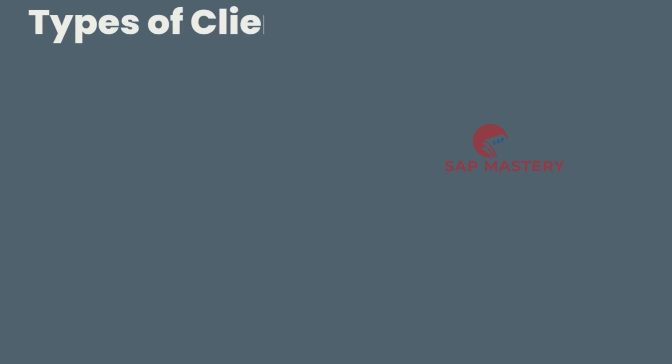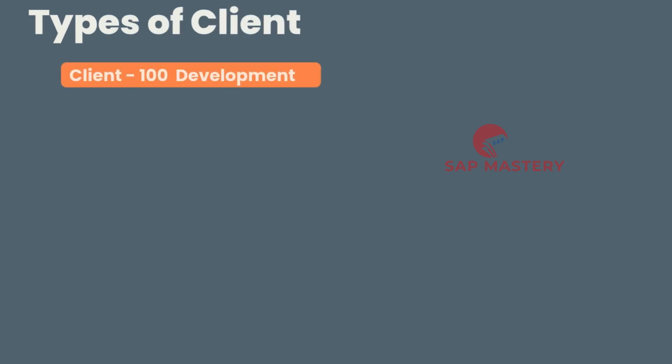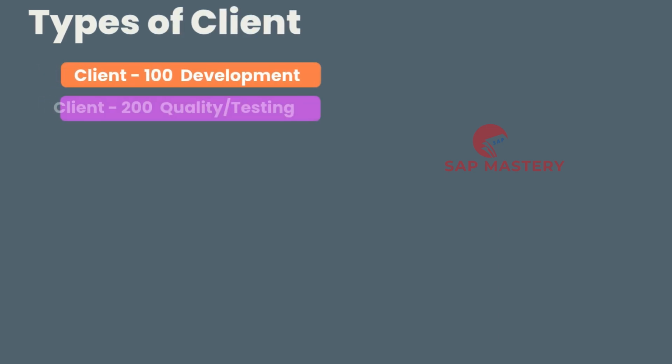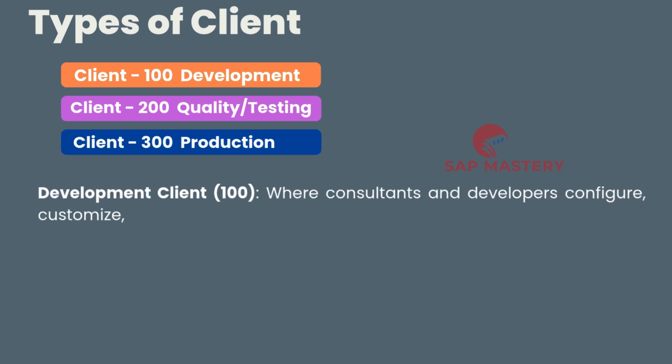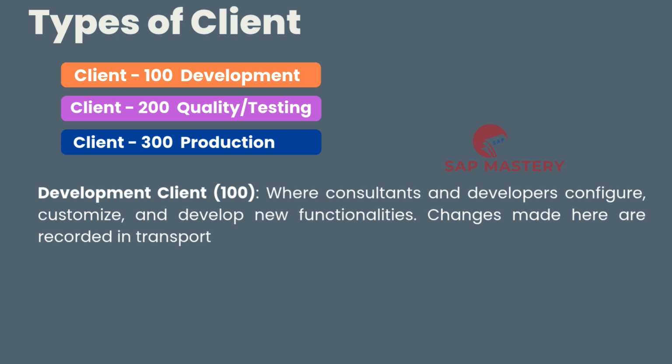Types of client. Client 100, development. Client 200, quality or testing. Client 300, production. Development client, where consultants and developers configure, customize, and develop new functionalities. Changes made here are recorded in transport requests.